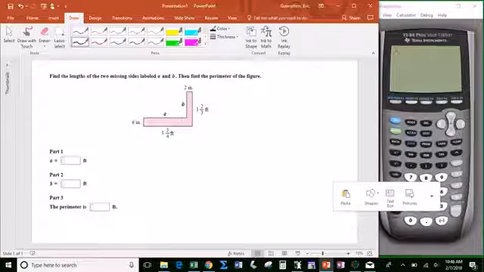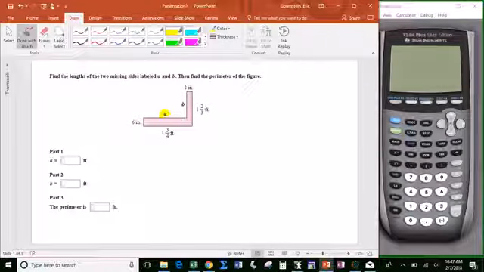All right, in this problem we have this geometric shape, this little L shape here, and we have two unknown values. Find the lengths of the two missing sides. We have A and we have B. Okay, let's tackle A first.